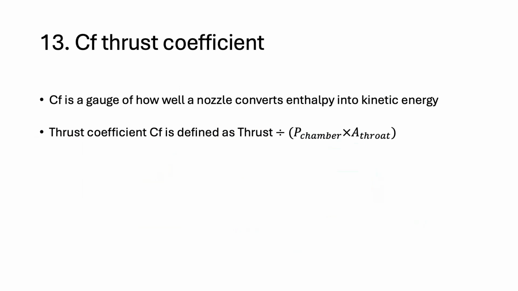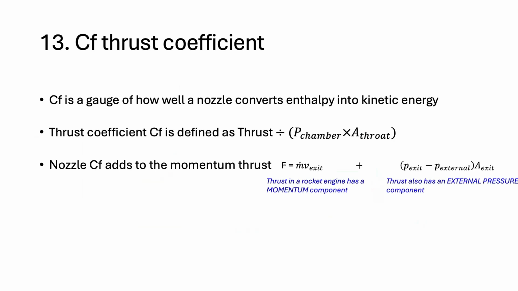Looking at it in a bit more detail, again, to remind you, CF is a gauge of how well the nozzle converts that enthalpy into kinetic energy. CF can be simply defined as the thrust divided by the product of the chamber pressure and the throat area. The nozzle CF adds to the momentum thrust. So you have the following equation where thrust, or F, is mass flow m dot times the velocity at the exit, that's the momentum component, plus an additional factor which is related to the difference between the exit pressure and the external pressure times the exit area.